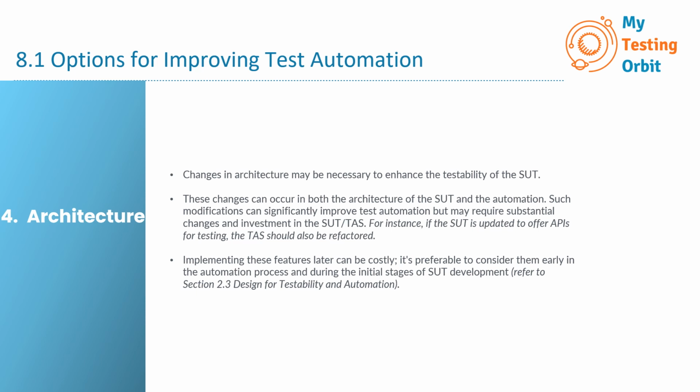Implementing these features later can be costly. It's preferable to consider them early in the automation process and during the initial stages of SUT development. We already discussed this earlier in section 2.3, Design for Testability and Automation, so you can go back and have a look at it. Thinking about how to make testing easier during the early stages of building a system can save time and money later on.